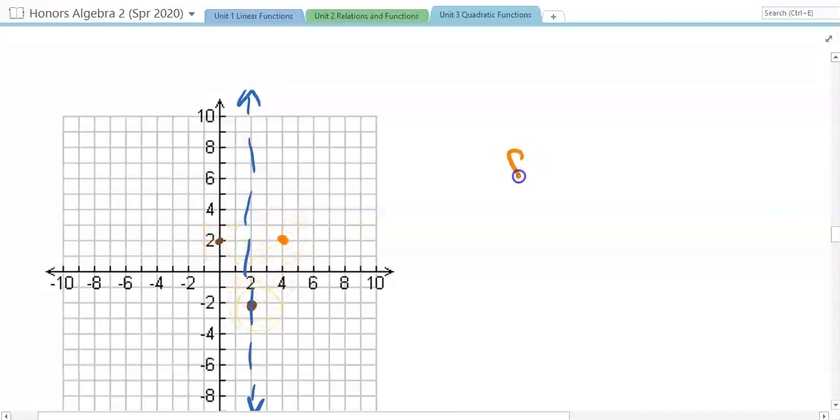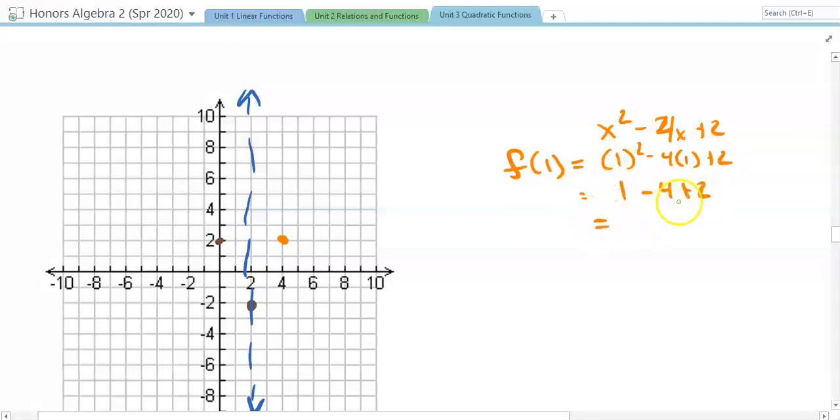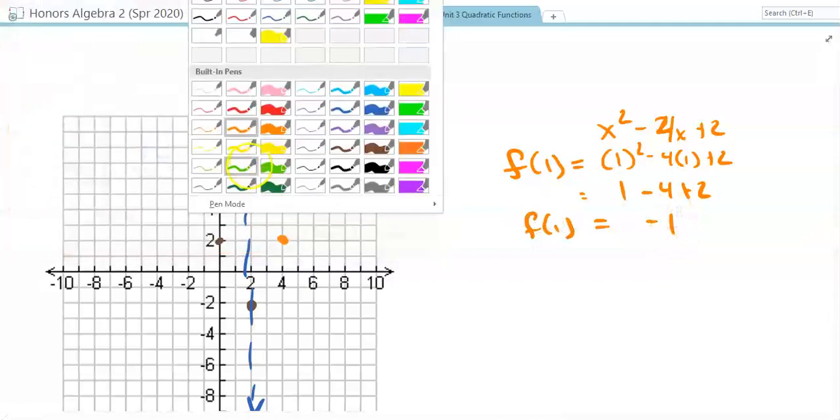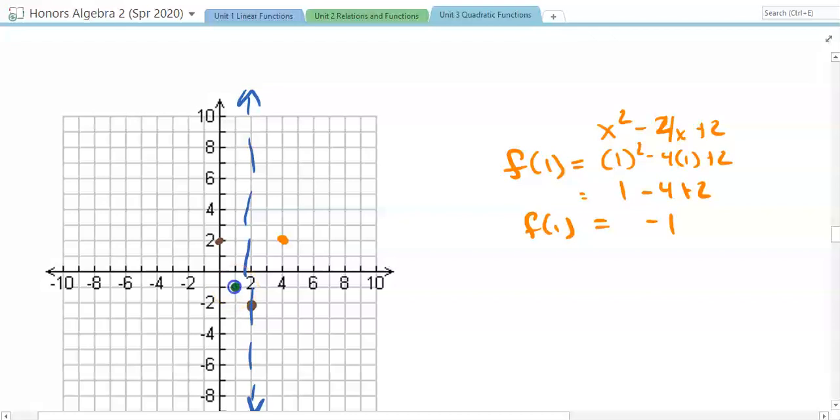And I could plug in another value. I could plug in f of 1 to my function, and that's plugging into x squared minus 4x plus 2. And so we're going to get 1 squared minus 4 times 1 plus the 2. So it gives me 1 minus 4 plus 2, which is negative 3 plus 2, which is negative 1. And so f of 1 equals negative 1. And so that point would be here.